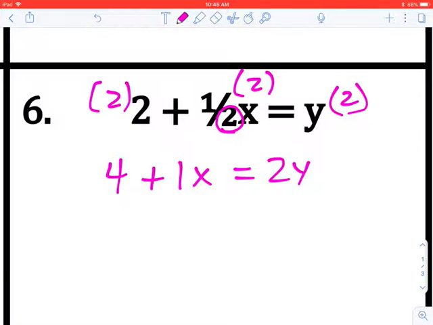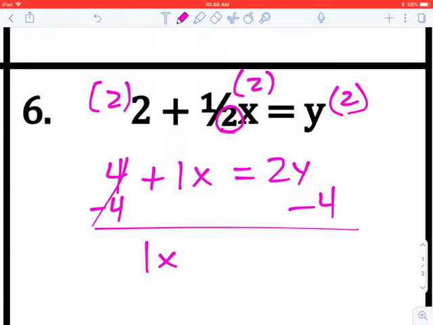Now, I'm going to get the x's and y's on the left, constants on the right. So I'm going to subtract 4, get that constant out of there. Got negative 1x or positive 1x equals 2y minus 4.